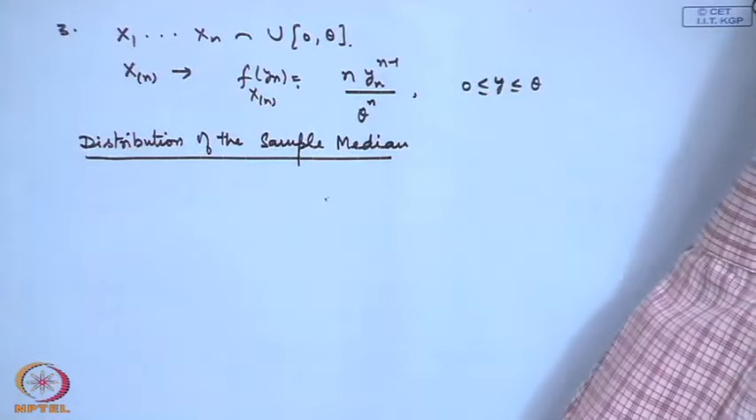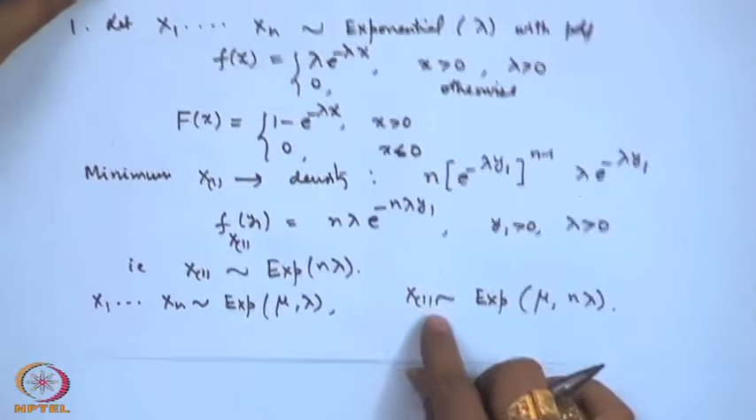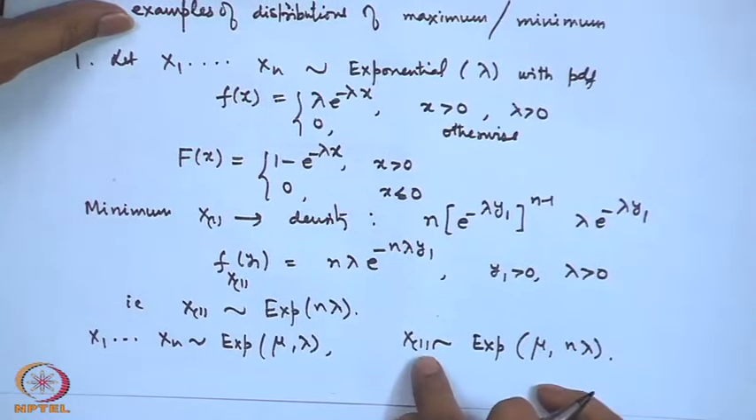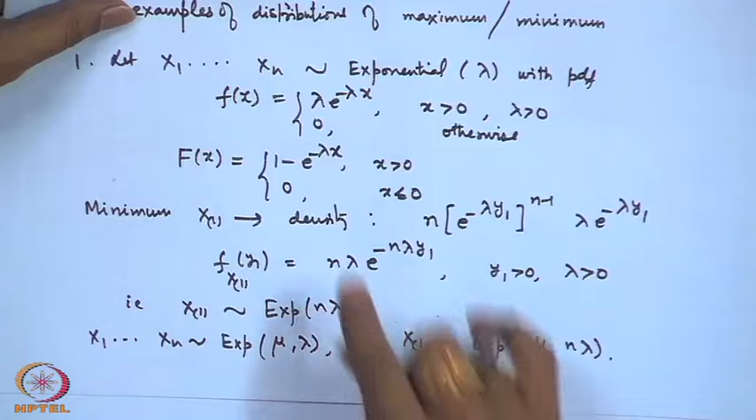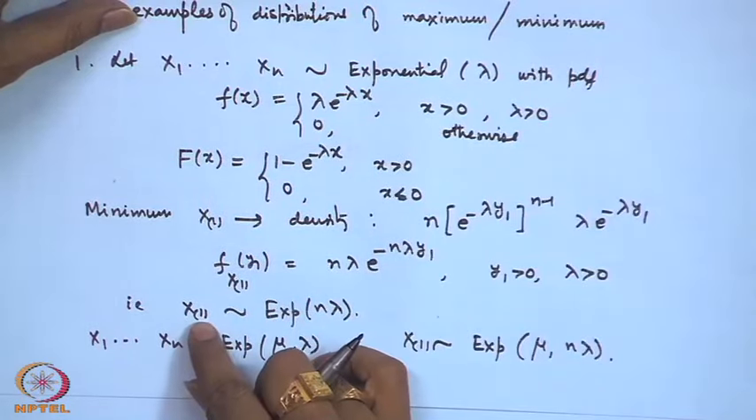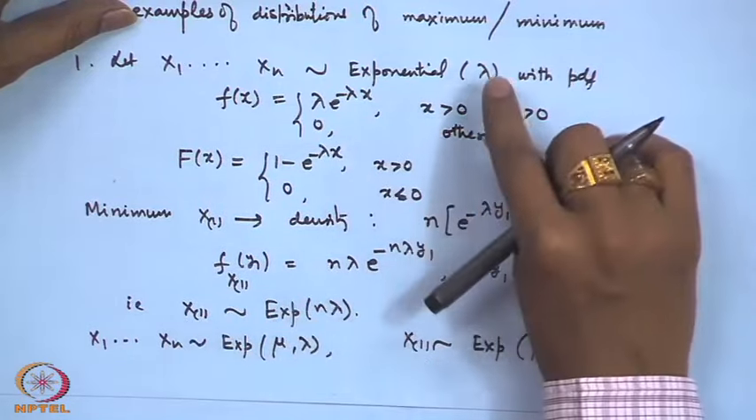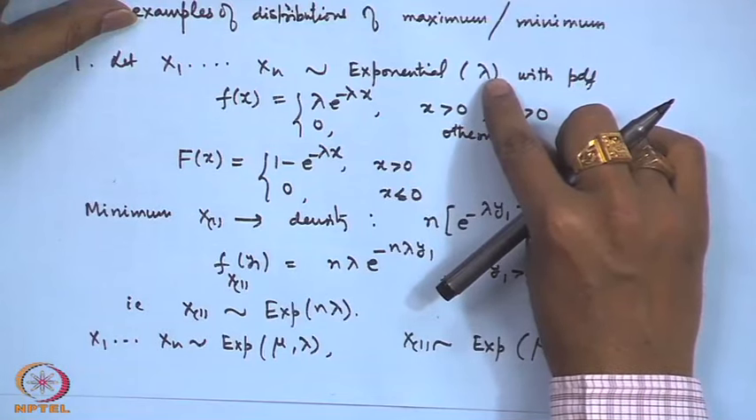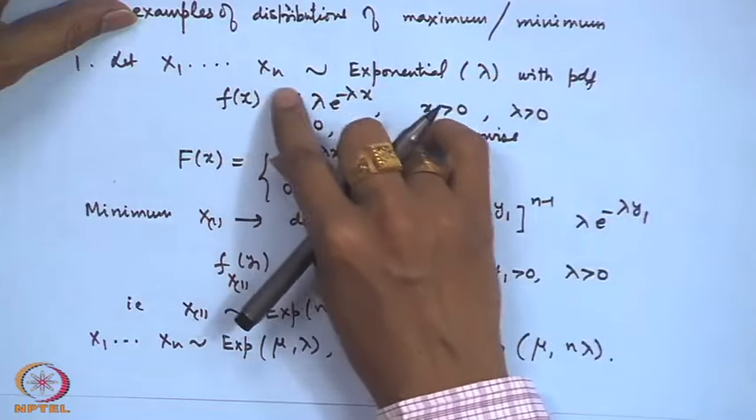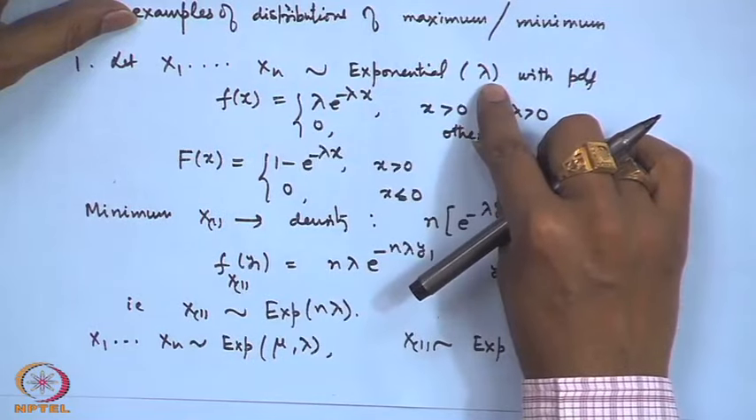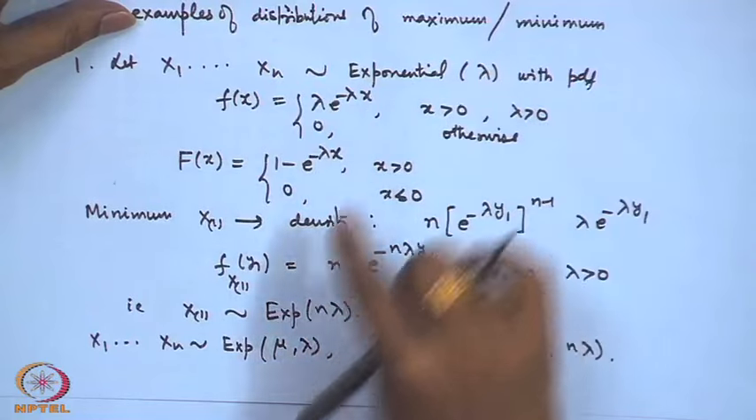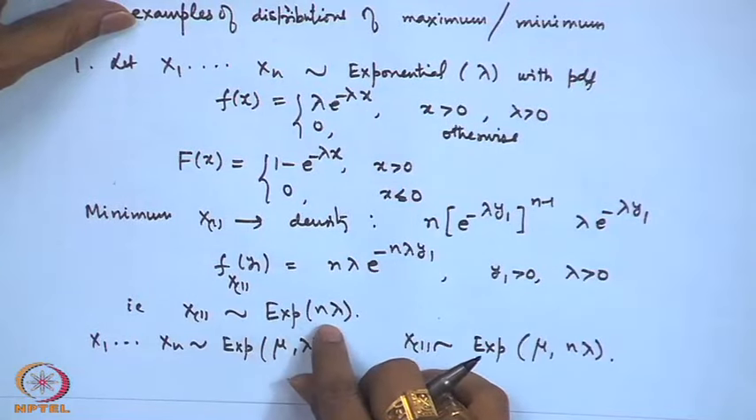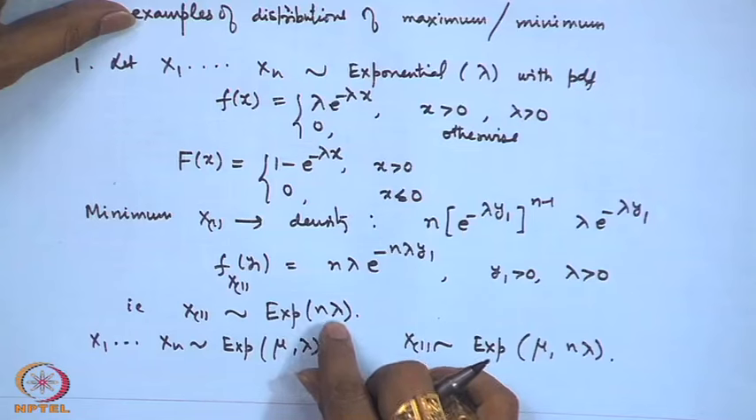In fact, I should also mention what is the further use of these properties. For example, here I have shown that if x 1, x 2, x n follow exponential lambda, then x 1 follows exponential n lambda. Now, if we are interested in the averages, and they are denoting the lifetimes, then the average life is 1 by lambda for each of the observations. But if I am looking at the minimum, then the average life becomes 1 by n times lambda. That means it is 1 by nth of the original lifetime.